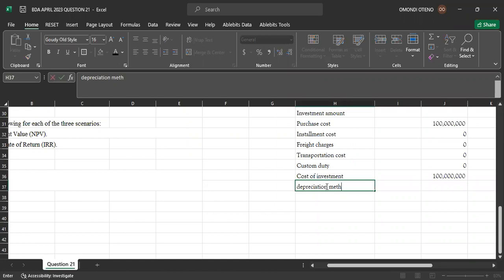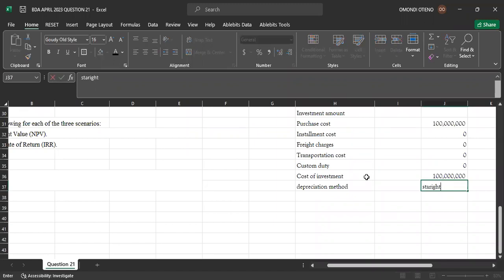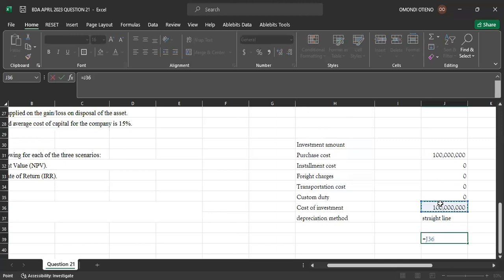We now look at what we call the depreciation method. The depreciation method that we are going to apply here, straight line, is very simple. Straight line, of course, all of them are very simple. The straight line method will be constant all through. If you're told that it is going to be on straight line basis, we take the cost of investment minus salvage, then we divide by the useful life of the asset.